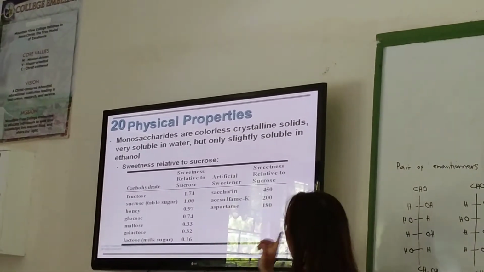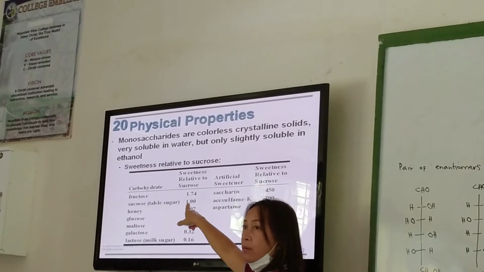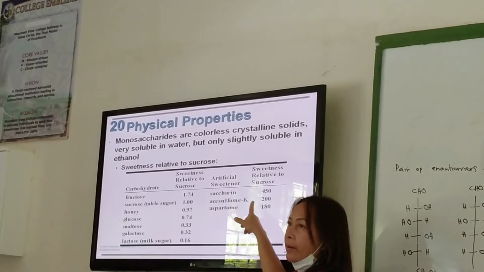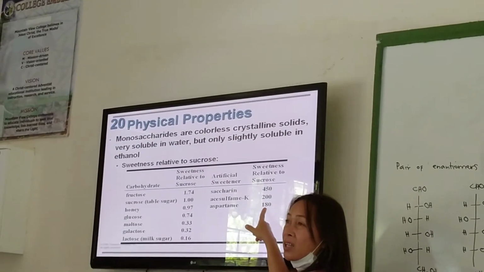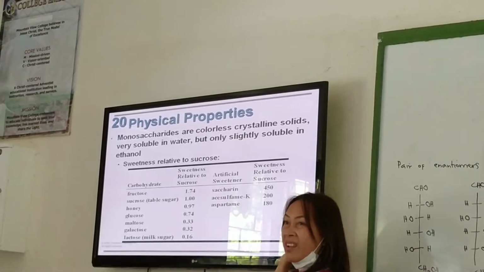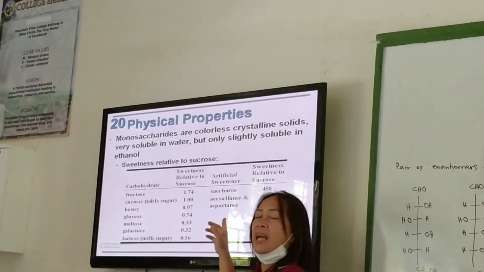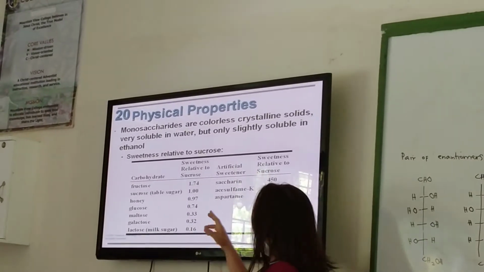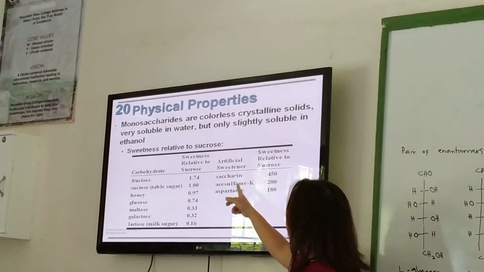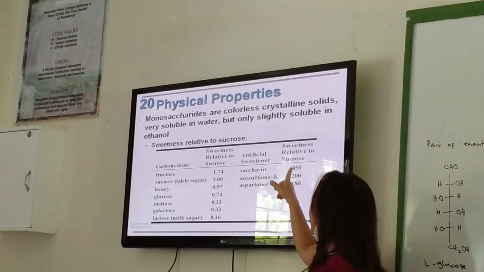But take note of its relative sweetness. Say for 1 tablespoon of table sugar, when you take that product with aspartame, you are taking in 180 tablespoons. The same way in milk teas. Or acesulfame K, 200 times. Saccharin, 450 times.